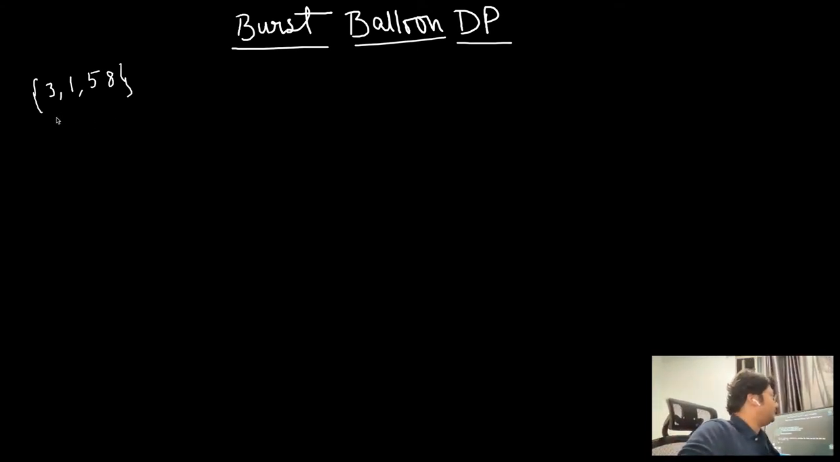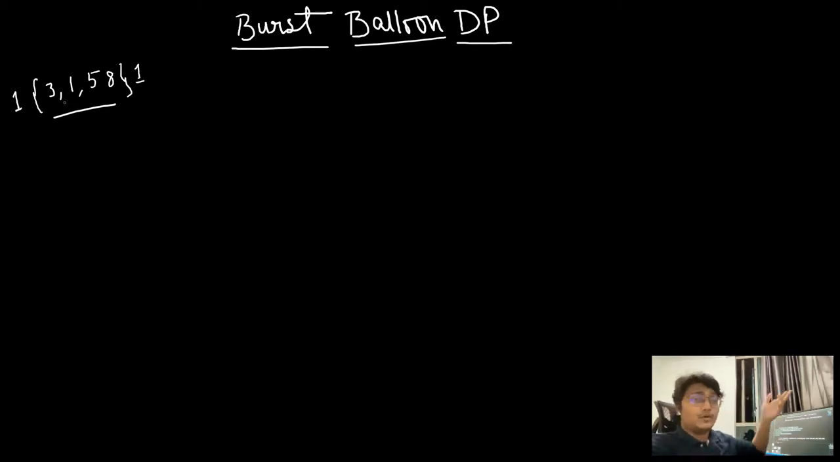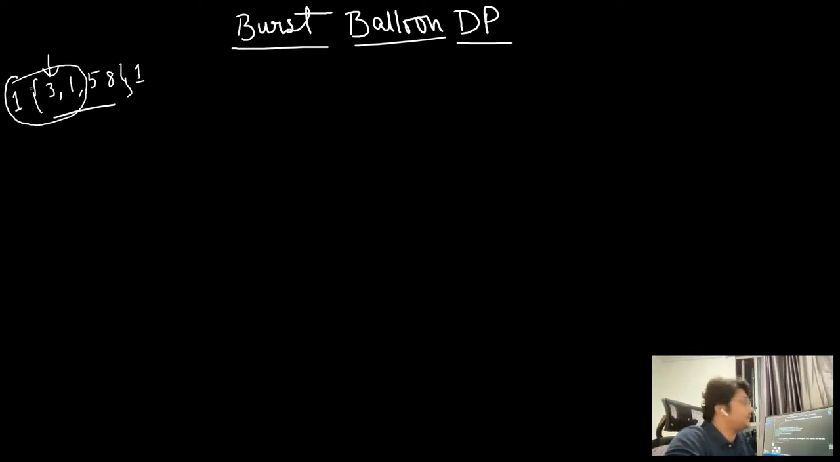So in the last video, if you remember, the input was 3 1 5 8 and we added a 1 at the end and a 1 at the beginning. Now let's quickly go over the problem statement once again. Given an array of balloons, we can pop any given balloon, and when we pop, the points we get is the multiplication of these three numbers, basically the numbers adjacent to the current balloon and the current number. And we have to maximize the points. So this was the problem.